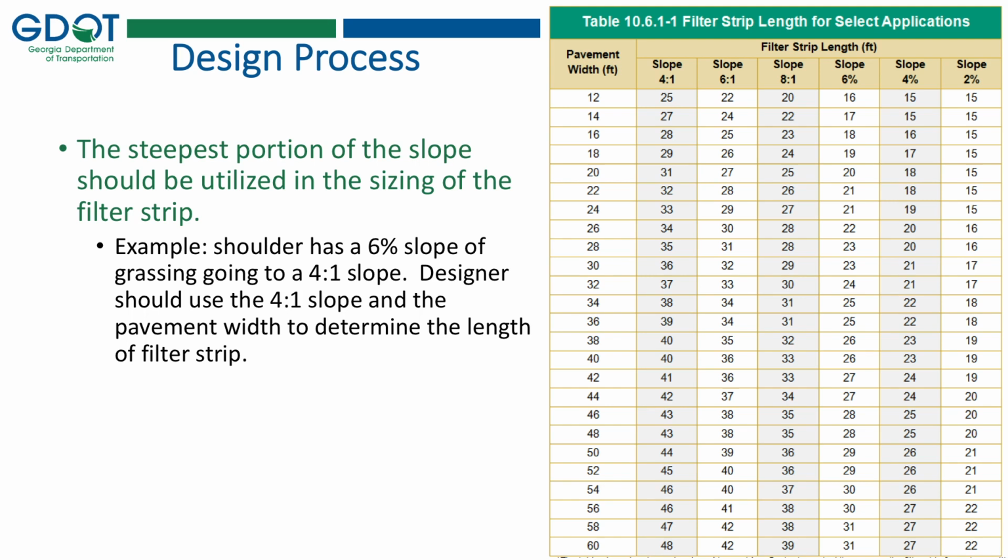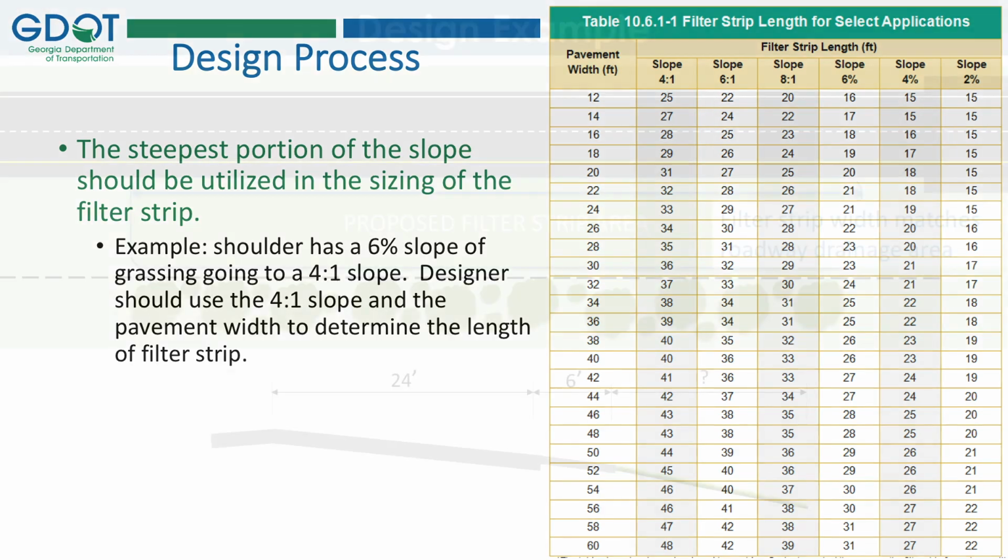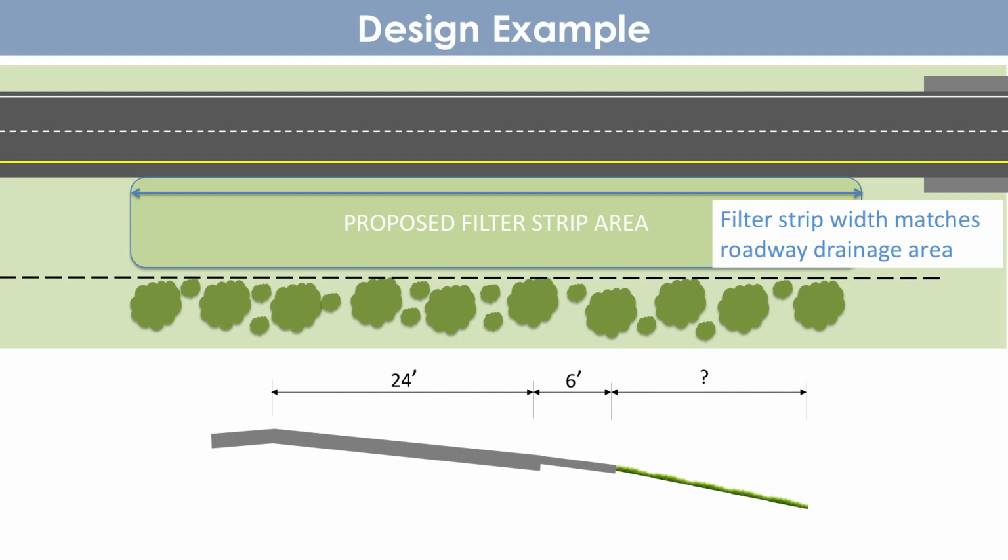For example, if a roadway shoulder has a 6% slope that transitions to a 4:1 slope, the designer should plan for a filter strip length, as measured perpendicular to the roadway, that meets the requirement for a 4:1 slope. Let's review an example project.